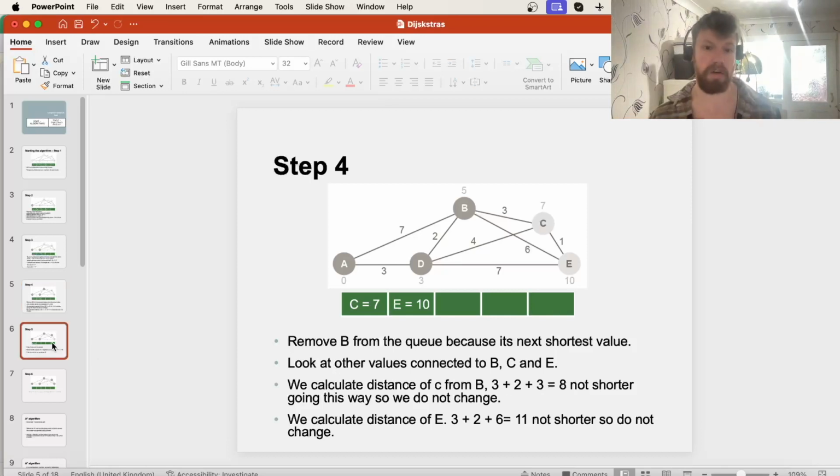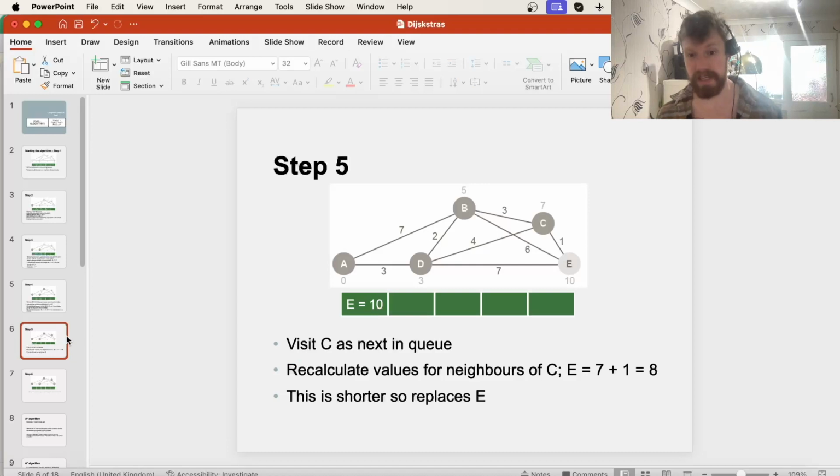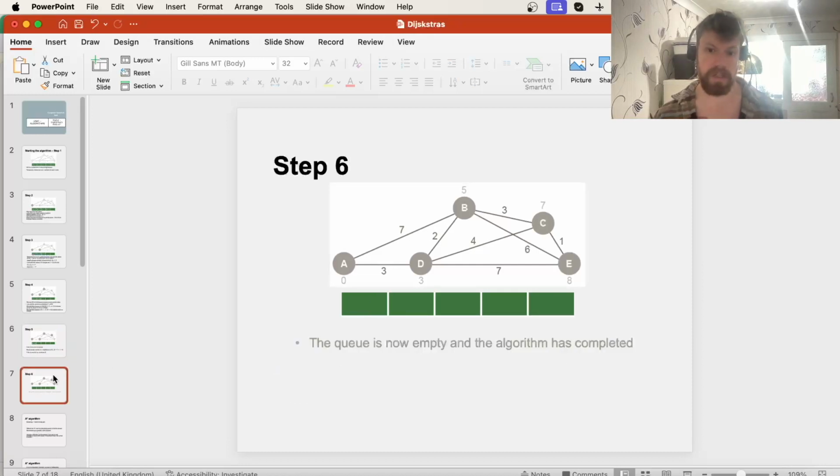And then we take the C off, because obviously we want to see if actually going to C is going to be a slightly shorter route to E than any of the others. So again, we just run the check again. It's going to be 3 plus 4 plus 1, or 7 plus 1, I've written down there, which is going to be 8. This is a shorter route than going 3 plus 7, which was 10. So we replace that with E. So E is now going to become 8. And then we've done the search.